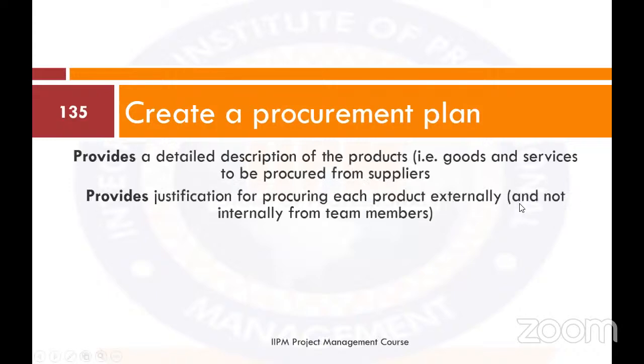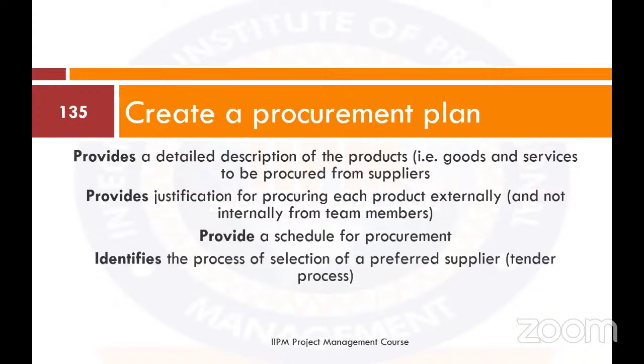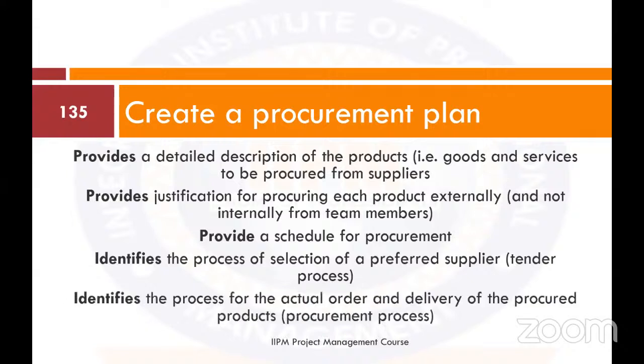Then you have the procurement plan, which provides a detailed description of the product, that is, goods and services to be procured from the suppliers. Provide justification for procuring each product externally and not internally from team members. Provide a schedule for procurement. Identify the process of selection of preferred suppliers, that is, following the tender process, and then identify the process for actual order and delivery of the procured products.